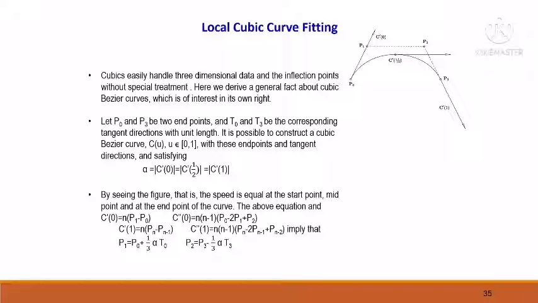By seeing the figure, we can say that the speed is equal at the start point, midpoint, and end point of the curve also. The above equations shown here, like c dash of 0, c double dash of 0, c double dash of 1, imply that p1 equal to p0 plus 1/3 of alpha t0 and p2 equal to p3 minus 1/3 of alpha t3.